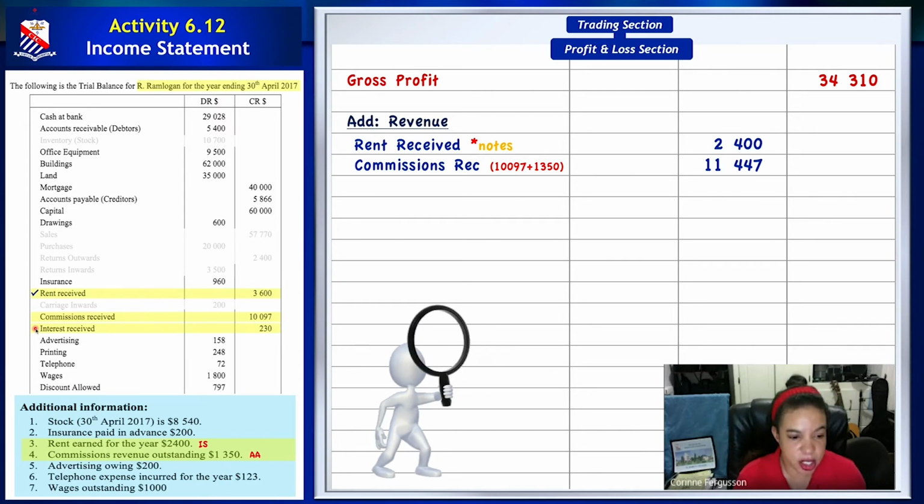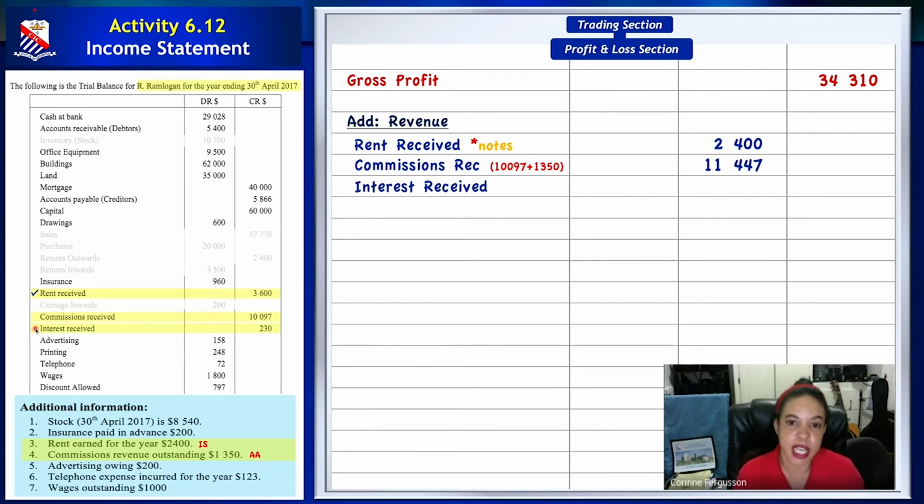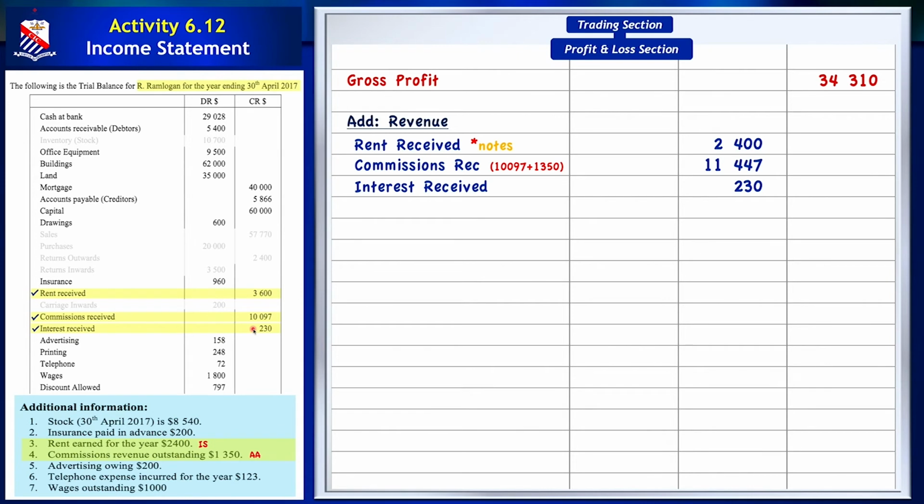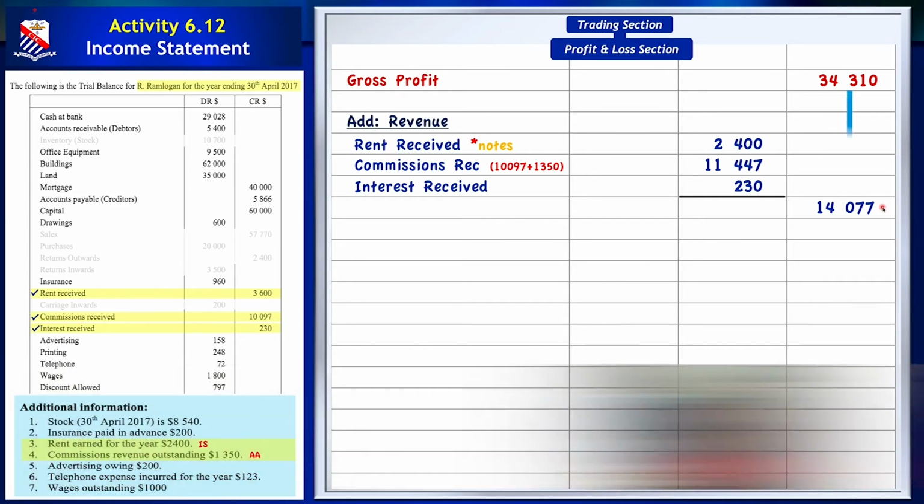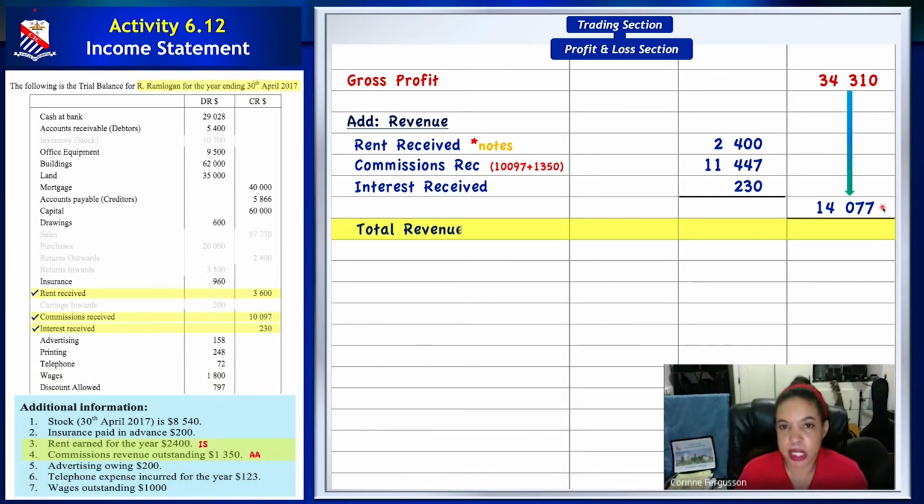You move on to the next one, which would be your interest received. Once again, you check in your notes, not seeing anything for interest received. Still has to go into the income statement, so you put interest received, and since there are no accruals or prepayments, you just put the amount in your trial balance of $230. So you have just done all of your revenue, so you're now going to total it, and the total of the three you put in your last column, and that is $14,077. And then you would add that to your gross profit, and you would have a total revenue of $48,310.